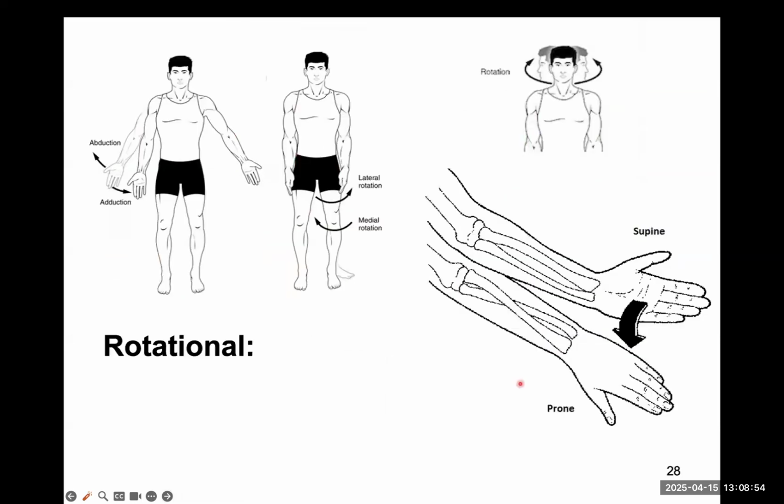And then we have the rotational movements, which is basically turning around some kind of axis. If you tap your foot left to right, that's medial and lateral. You're wondering why we can't just say tap your foot left to right? Because we have 2 feet.